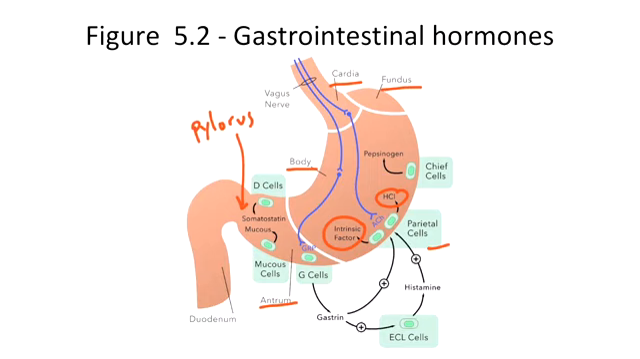As you can see, the chief cells are also located in the body of the stomach and secrete pepsinogen. Pepsinogen gets converted into pepsin when it comes in contact with the acidic environment of the stomach.